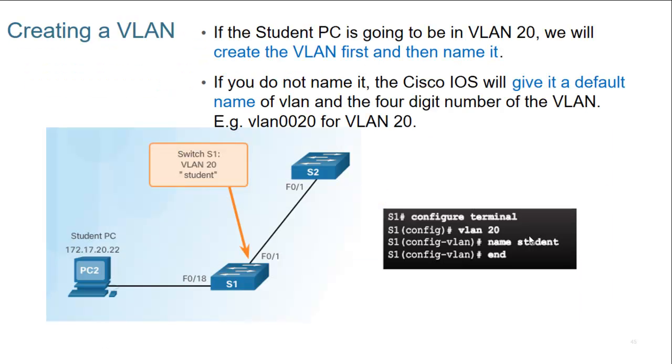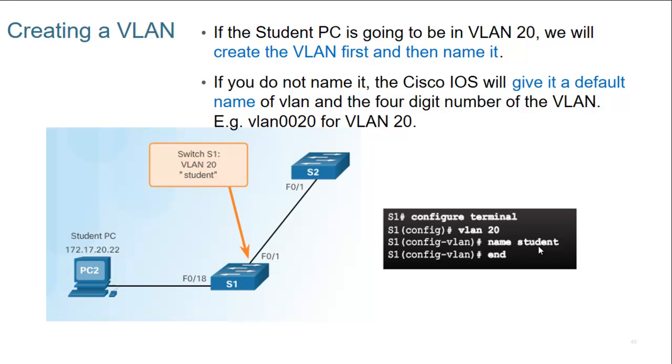So let's take this example. We are going to create a VLAN 20 and name it student. We go into the global configuration mode, type in vlan 20, name student, and it is like a simple conversation that you have with the switch. You are telling the switch, I want to create a VLAN with the ID 20 and I want to name it student, and the switch will do it for you.